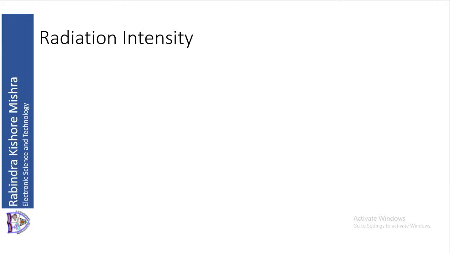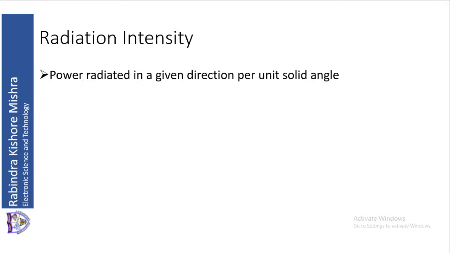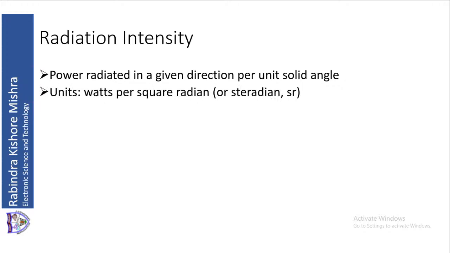Then next is radiation intensity. This is another important characteristic of the antenna. It is defined as the power radiated in a given direction per unit solid angle. This is the definition: power radiated in a given direction, so the direction will be fixed, and in that direction you want to find out how much power is radiated per unit solid angle. Now what will be its unit? This is power radiated, so the unit must have watt, and then for solid angle, steradian. So the unit is watts per steradian, or watts per square radian. Steradian is also square radian.